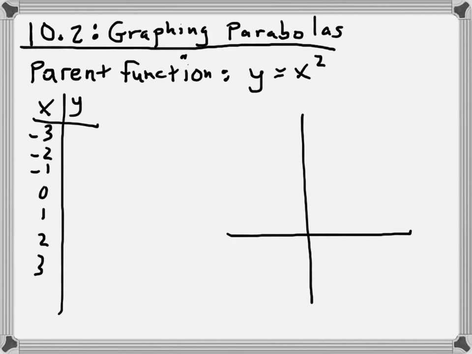equals x squared, and how the graph of this looks. And again, if you didn't know, we just start with a t-table. So if x is -3 quantity squared, -3 times -3, you all know that, right, is 9. And -2 squared is 4, -1 squared is 1, 0 squared is 0, 1 squared is 1, 2 squared is 4, 3 squared is 9.